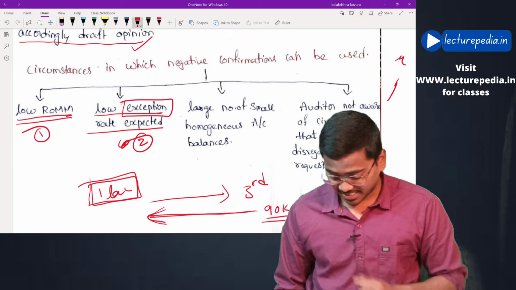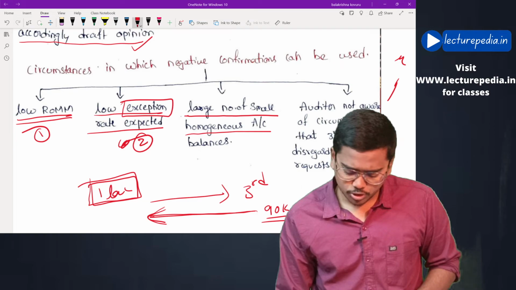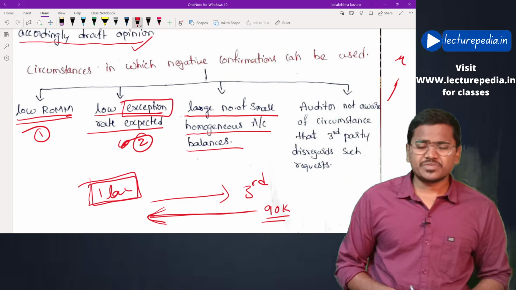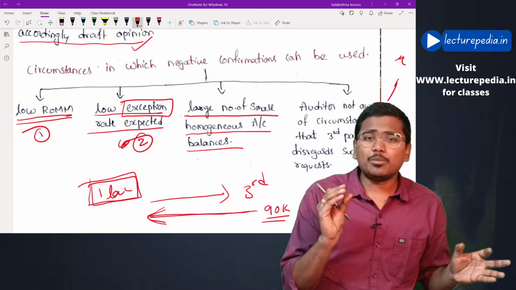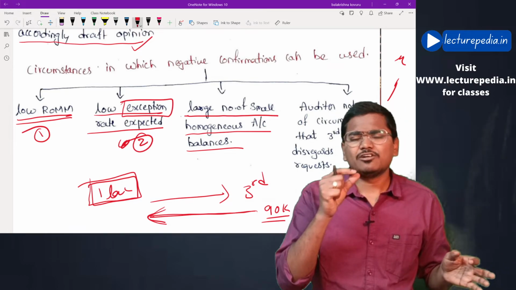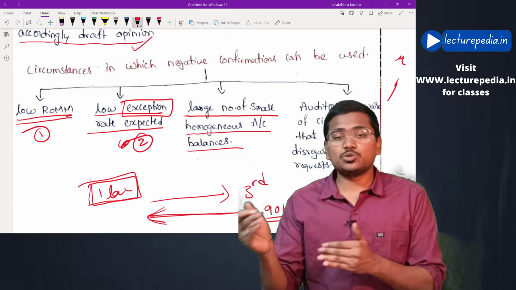Next, third situation, a large number of small homogeneous account balances. Let's say there are a large number of balances and the amount of these balances is very small. Even in this case, the auditor can use a negative confirmation request.